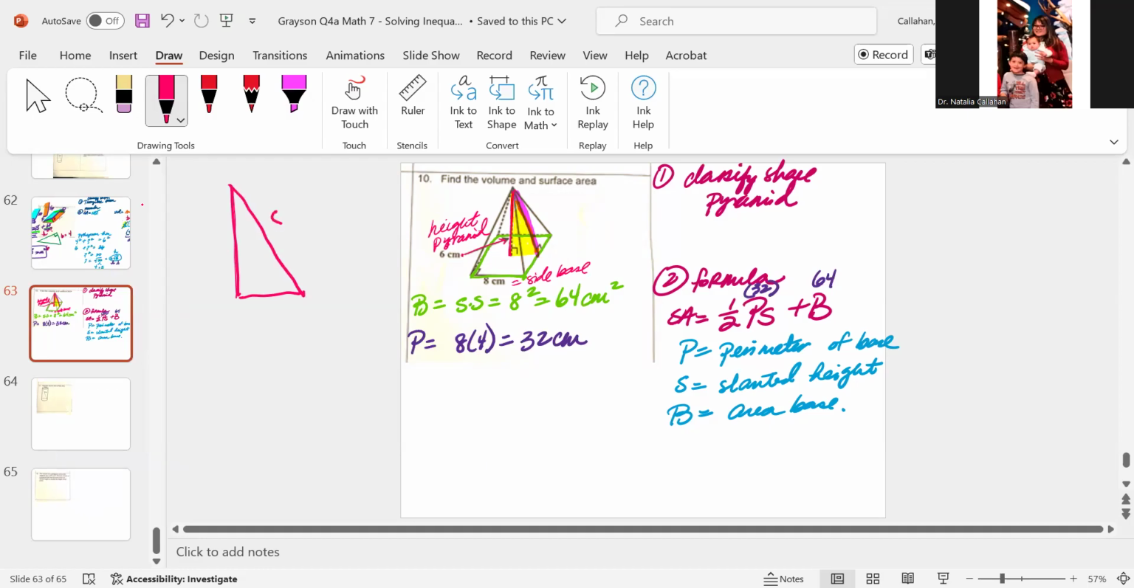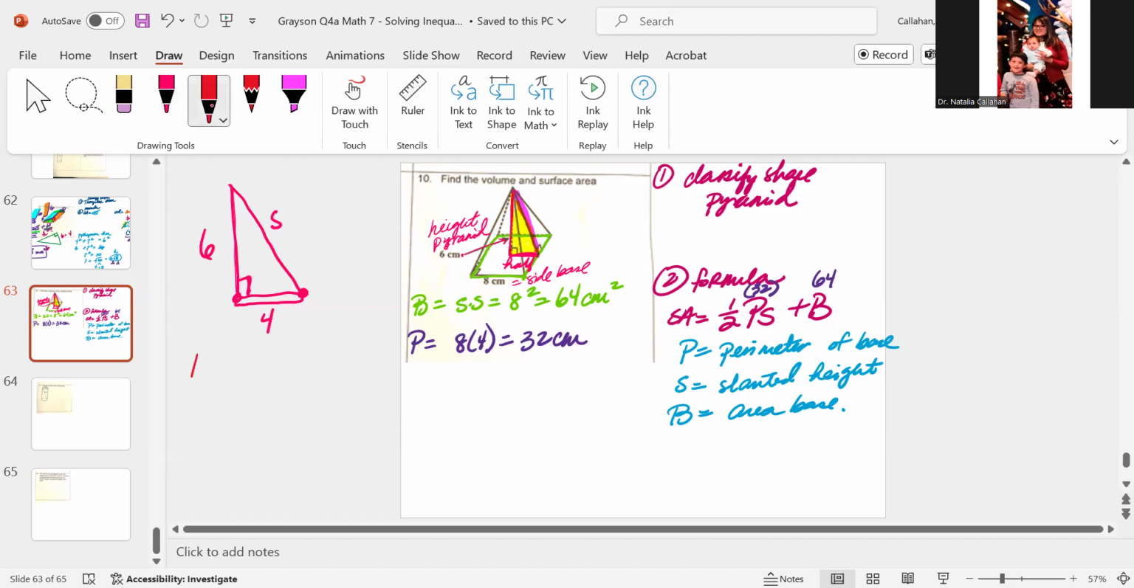This right here is the slanted height. 6 is the height of the pyramid. Do you see that? What is the base right here? No, 8 is the whole thing. Do you see how this piece is only half of 8? So if that's only half, what's half of 8? Do you see that now? Right angle is right there.